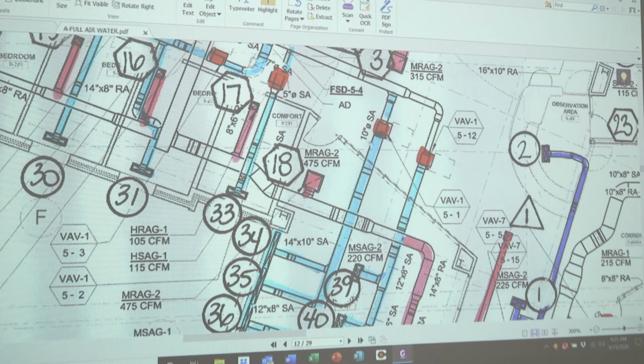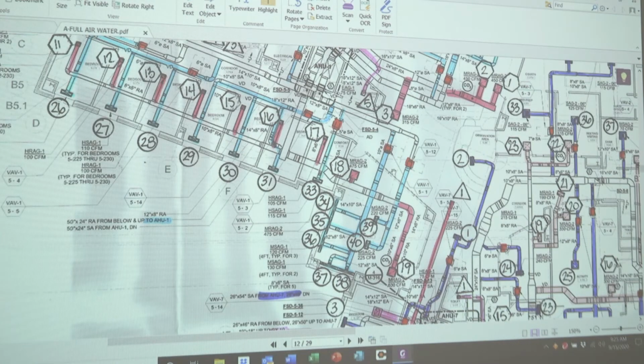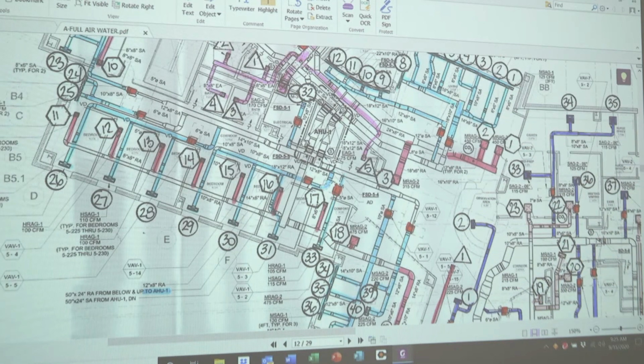So here you see you have VAV-1-5-1: air handler unit number 1, 5th floor, box number 1, box number 12. So you see that you start to have multiple boxes serving multiple locations. It's pretty broken up in this building, so there's a lot of different temperature zones and a lot of control available.